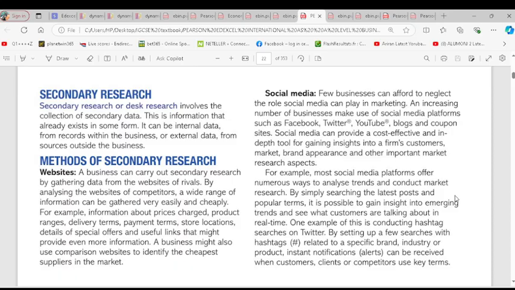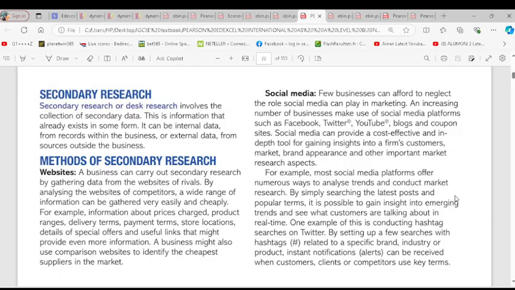So the information has been gathered before you, and you are just to use that information. That's the secondary. But let's read anyway. Secondary research, or desk research, involves the collection of secondary data. This is information that already exists in some form. It can be internal data from records within the business or external data from sources outside the business.